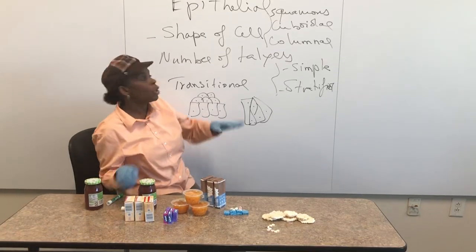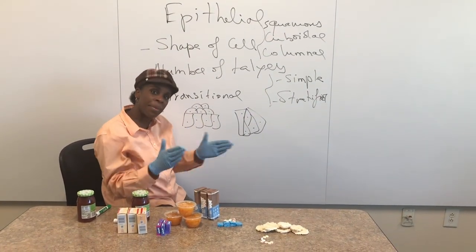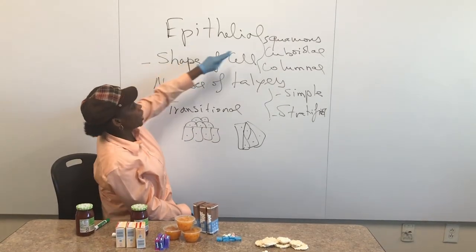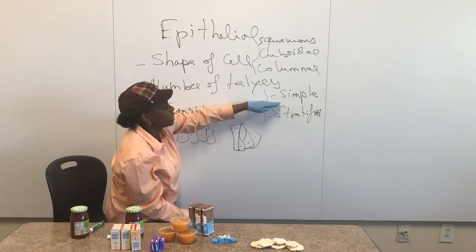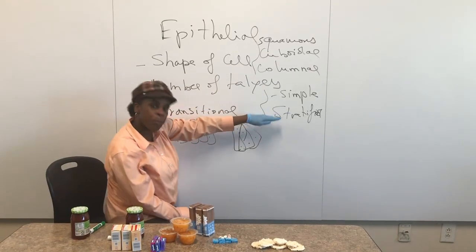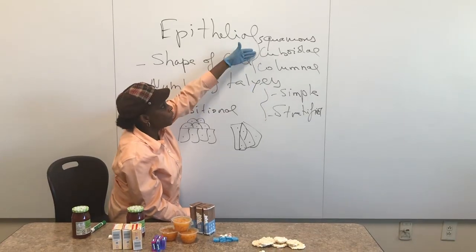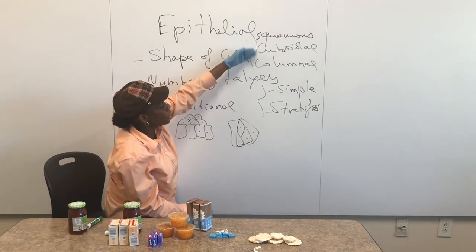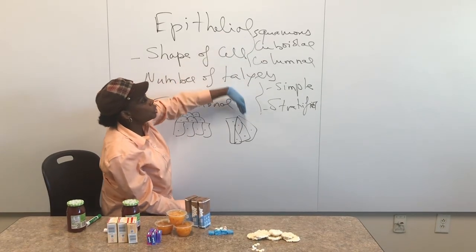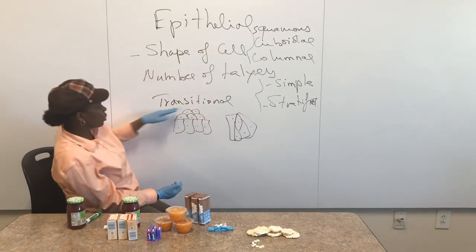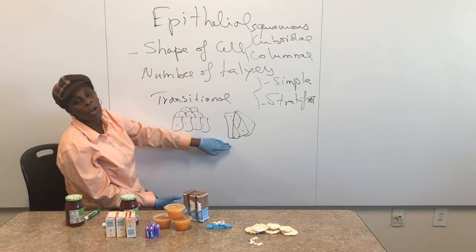So basically, all epithelial tissues are classified based on two things. They could be squamous, cuboidal, or columnar based on the shape of the cell, and simple or stratified based on the number of layers. Based on that, you can have simple squamous, simple cuboidal, simple columnar, stratified squamous, stratified cuboidal, stratified columnar, and then transitional and pseudostratified ciliated columnar epithelium.